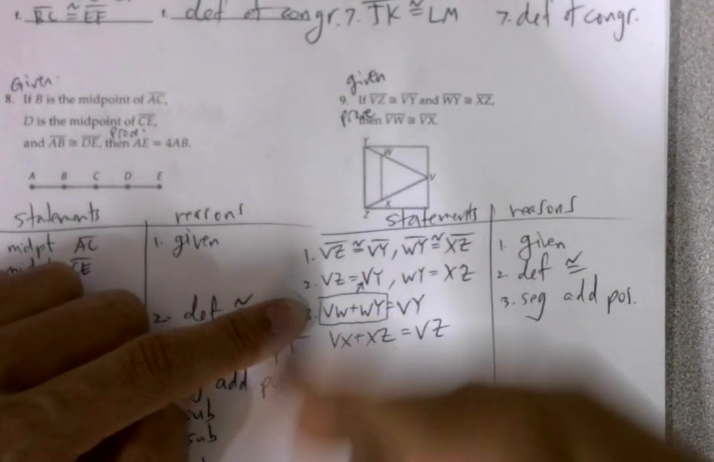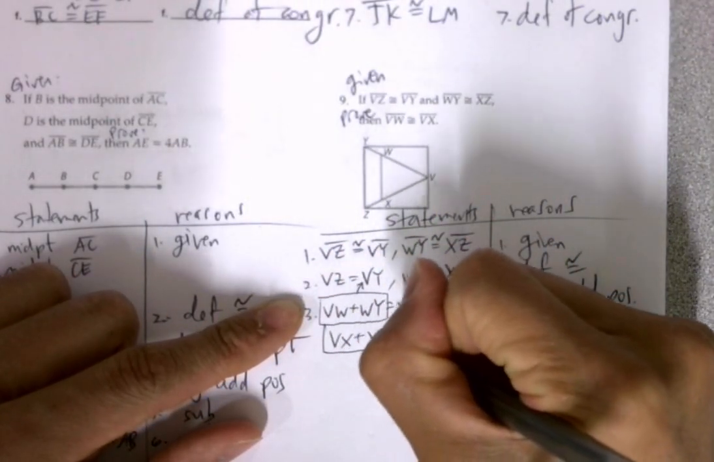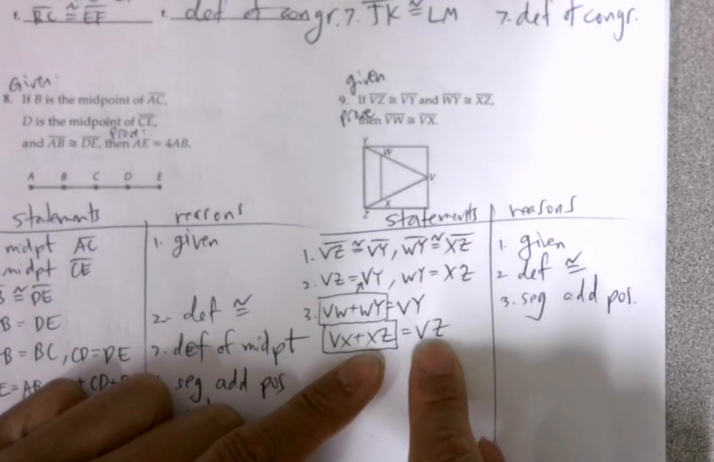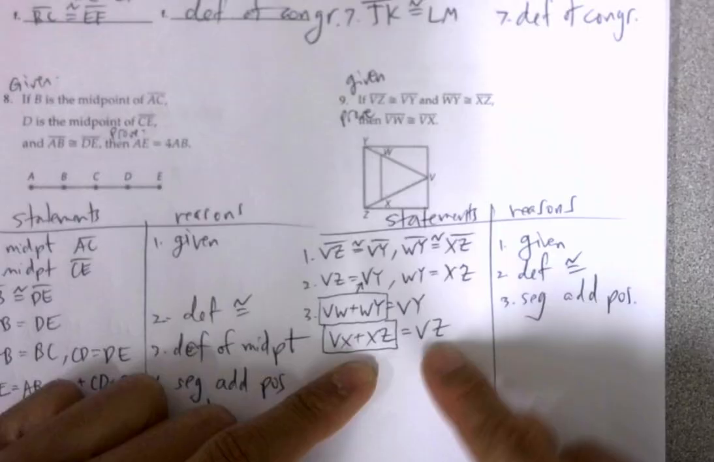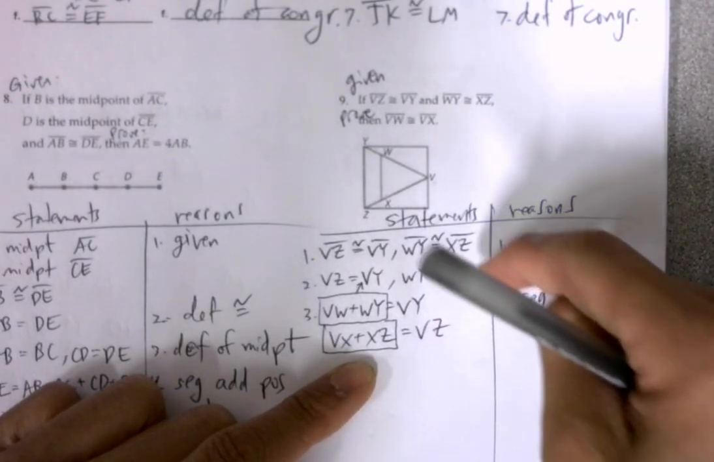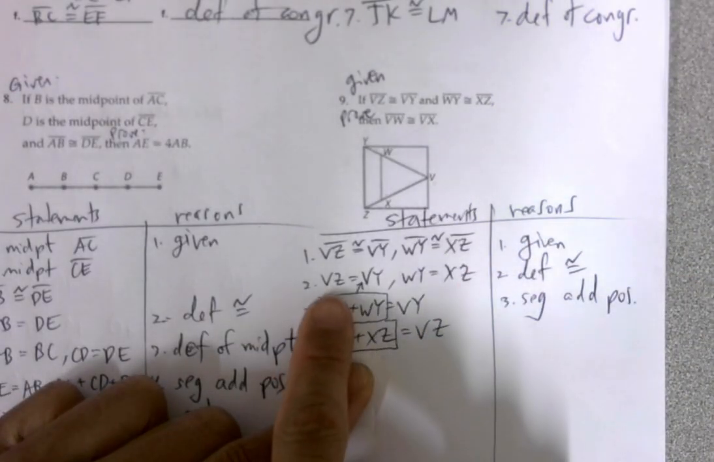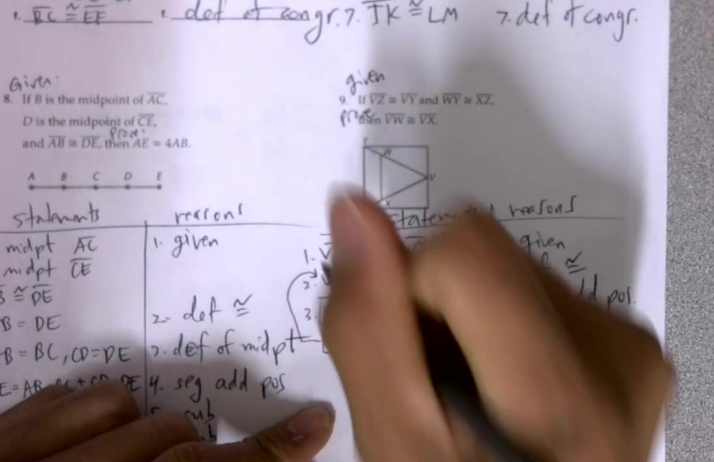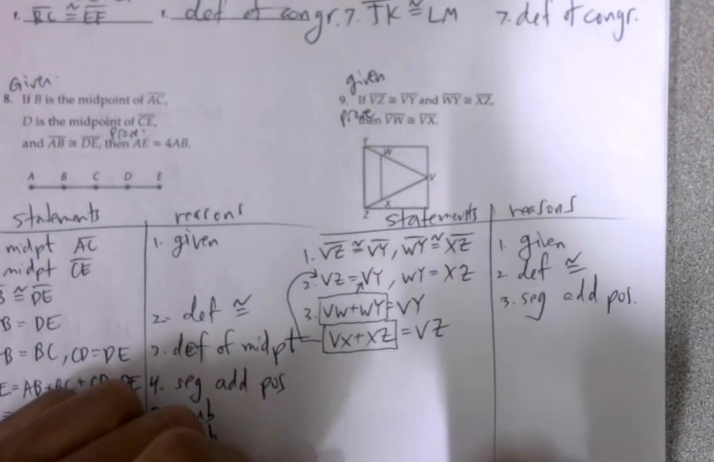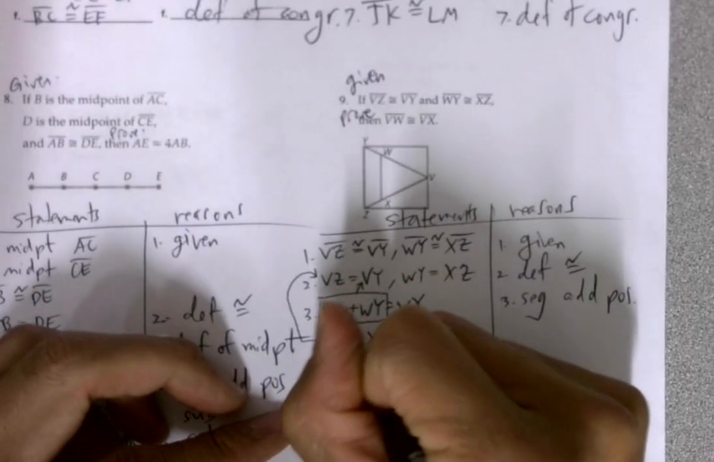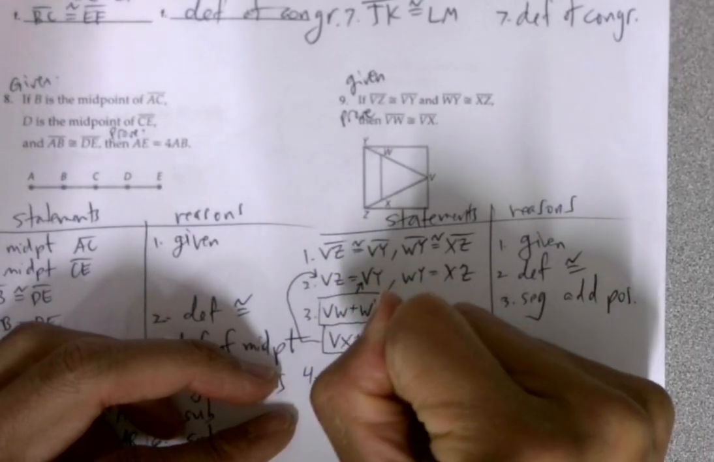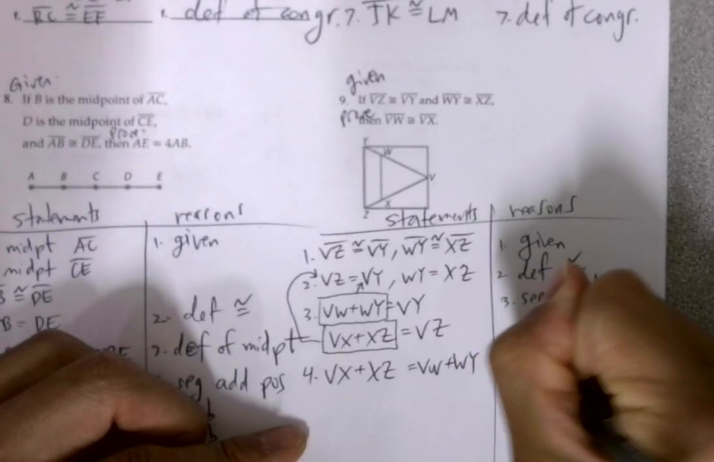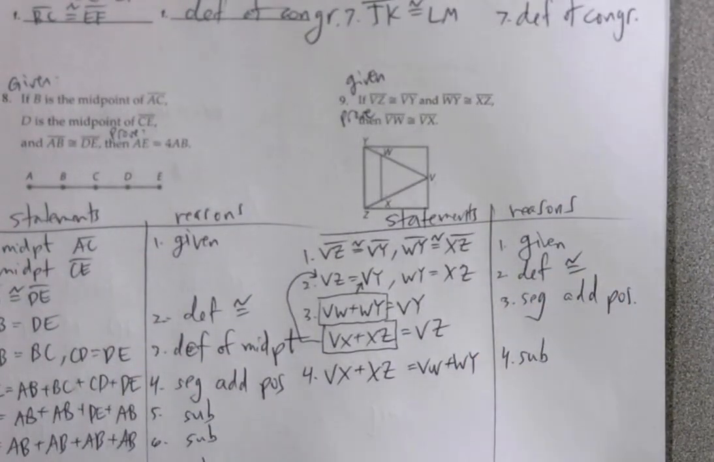That is substitution. Now I'm looking at this expression over here. It's equal to VZ. What does that mean? That means anywhere I see VZ, I could put this expression. Do I see VZ here? No, I don't. Do I see VZ here? No, I don't. Do I see VZ here? Yes, I do. So I'm taking this expression and putting it right there in the place of VZ, substitution. So that's step 4: VX plus XZ is equal to VW plus WY, and that's substitution. All right, so we're getting closer.